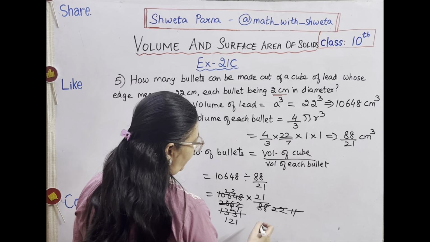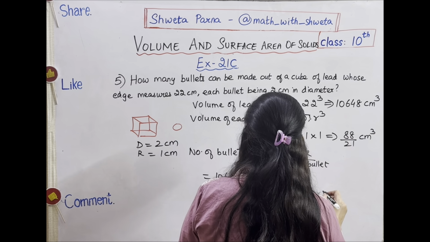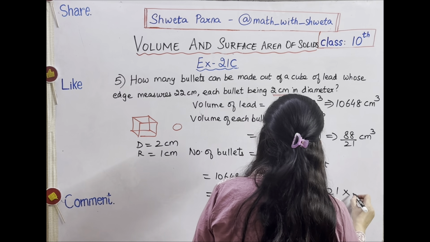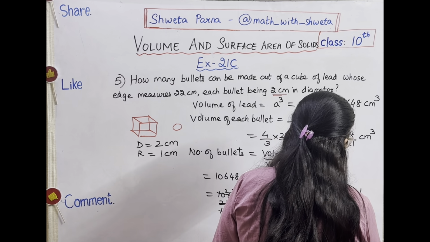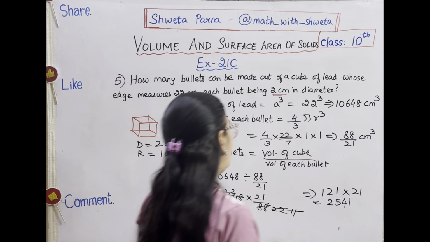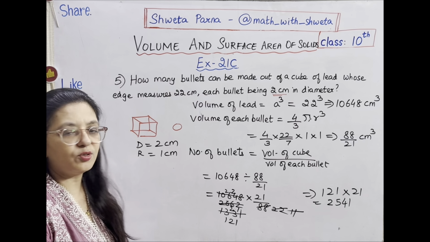So multiply 121 into 21. The answer is 121 into 21. Multiply, you will get 2541. These many bullets can be made from a cube of lead. Okay, come on, let's go to the next one.